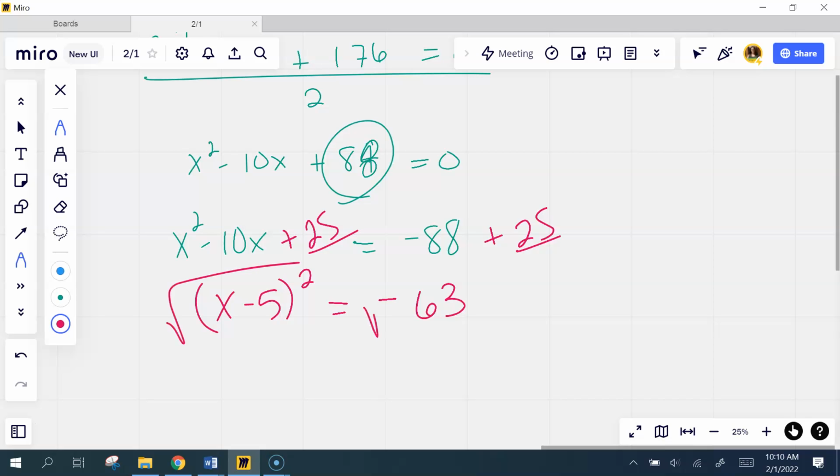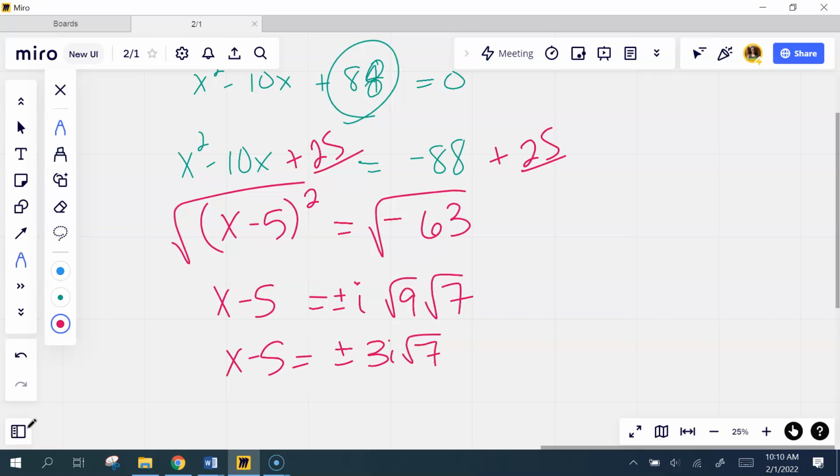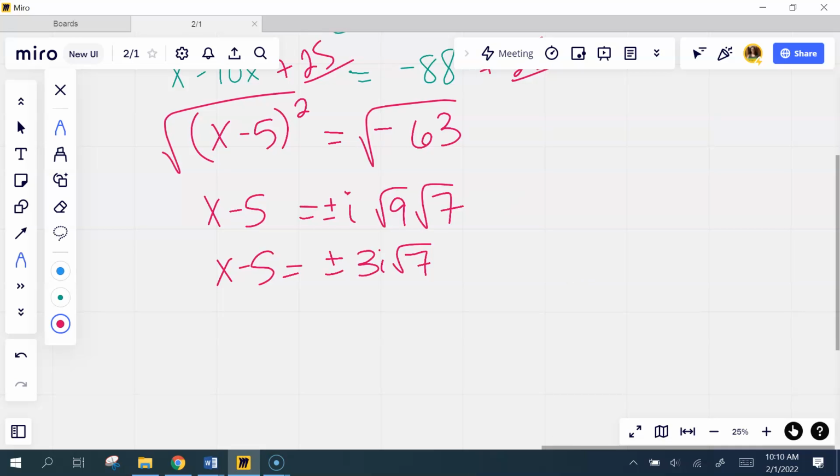So I square root. There you go. That's right. I've got the i, right? And then I have 9 and 7. Throw that plus or minus there. So x minus 5 equals plus or minus 3i times the square root of 7. And now add that 5 over to the other side.